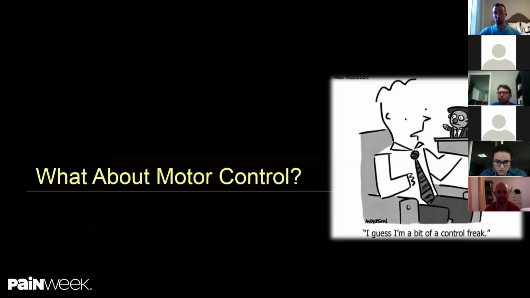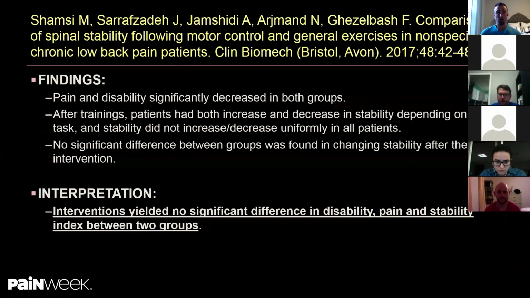So what about motor control specific exercises? You see Shamsi again in 2017 measured the outcomes of general exercises versus motor control exercises. So the general exercises, again, were things like squats, curl-ups, back extensions, and that sort of thing, whereas motor control exercises were focused on maintaining lumbopelvic stability, maintaining a drawing in maneuver while going through bird dogs, while going through dead bugs, and all those sort of traditional motor control type exercises that we think about.